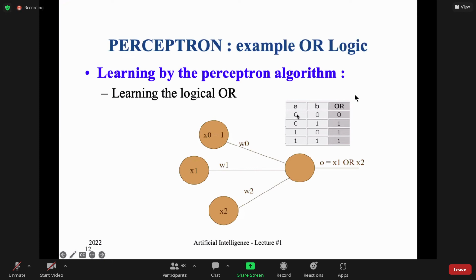And when we have 0 and 0, the output is 0. When we have 0 or 1, it is 1, and so on. Okay, so we have the truth table, which is here. And the idea is to show these different examples and to find, in fact, the W0, W1, and W2. Okay, and we want to calculate these coefficients.